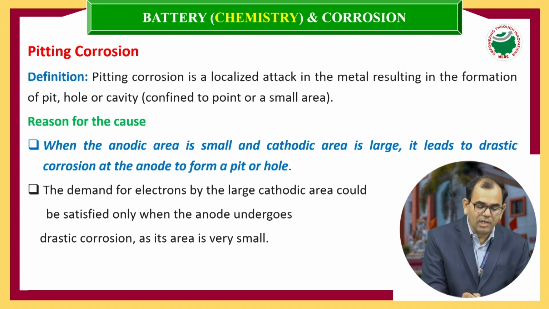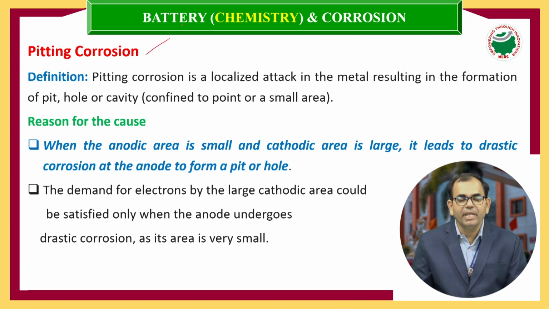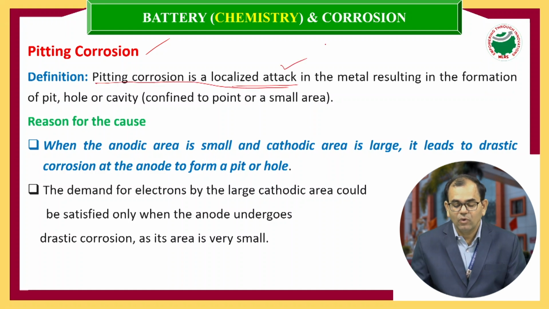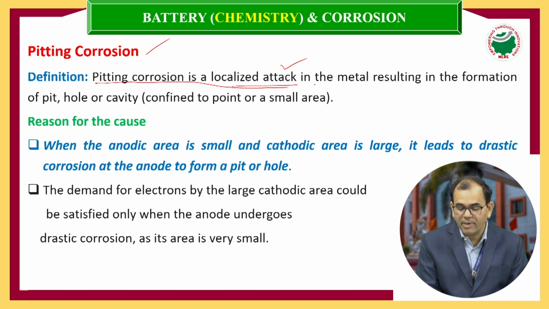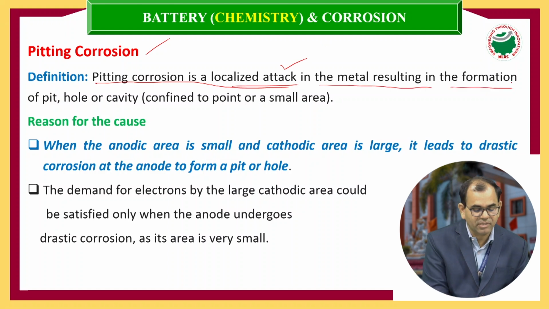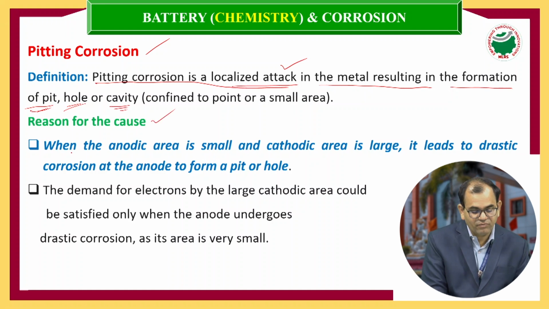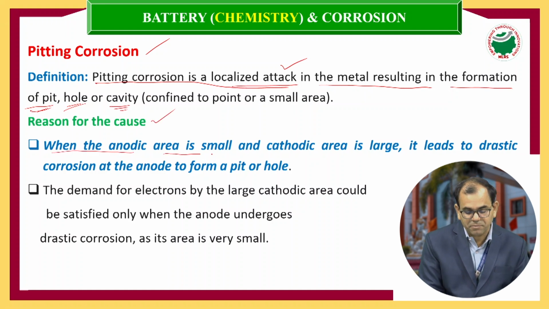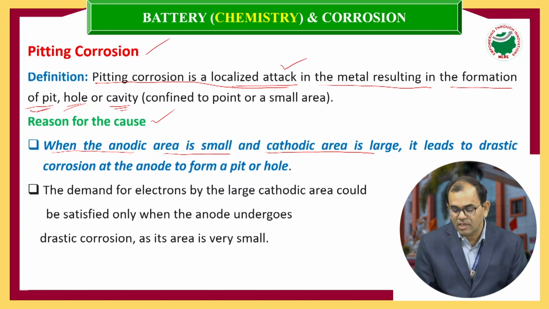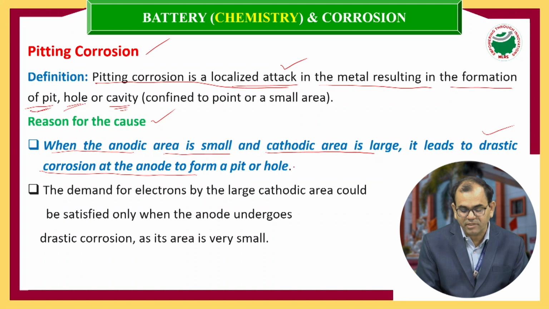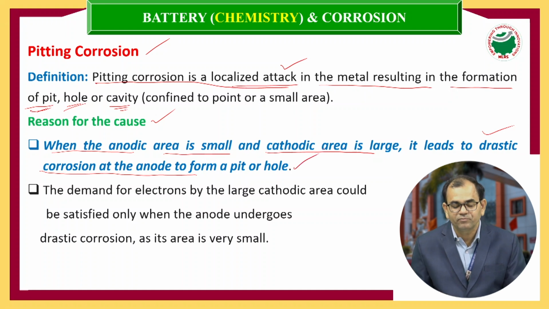Now, the final part of this corrosion topic is pitting corrosion. Pitting corrosion is nothing but localized corrosion, or localized attack on the metal, resulting in the formation of a pit. A pit is nothing but a hole or cavity. The reason for this: when the anodic area is small and the cathodic area is large, it leads to drastic corrosion at the anode to form a pit, hole or cavity.